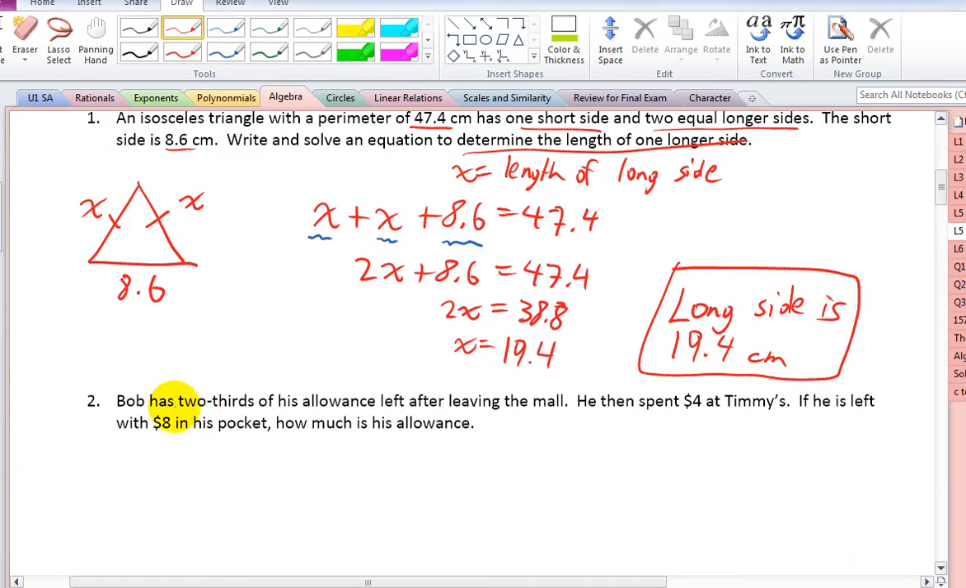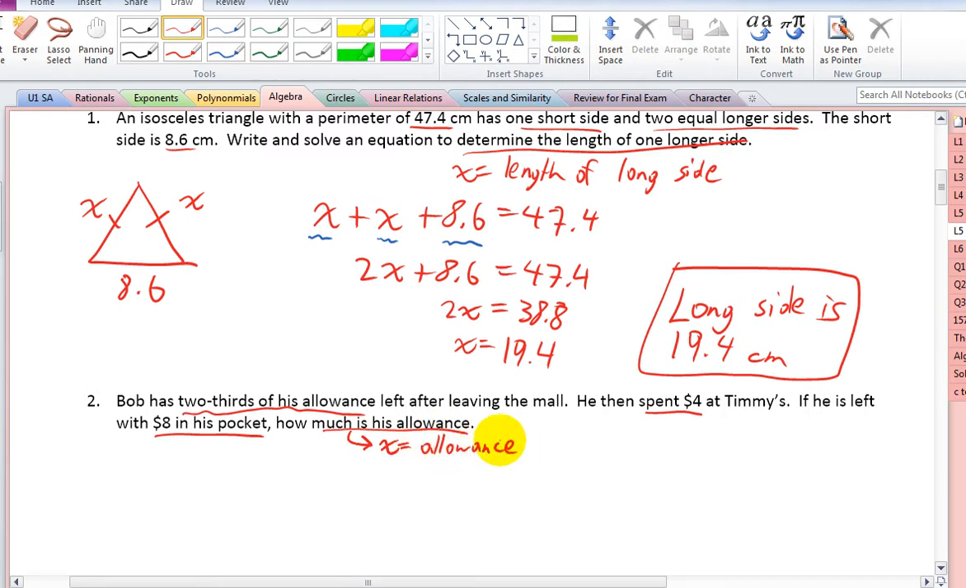Okay, so this one's a little bit weird. You got this 2/3 of his allowance. Then he went and spent another $4. If you spend $4, what kind of math sentence would that be? -4, right? Because you don't have it anymore. Then he has $8 in his pocket. How much is his allowance? So this here will tell you what x is. X equals his allowance.